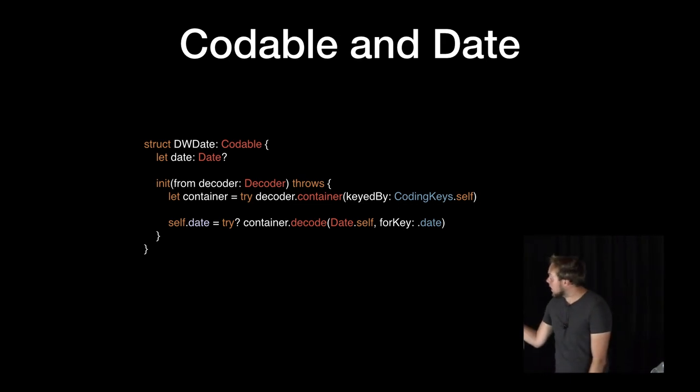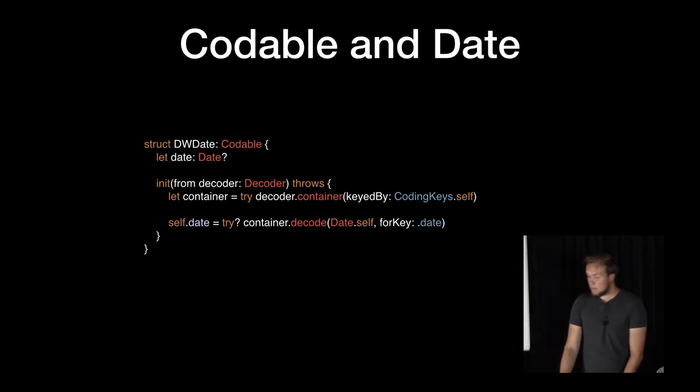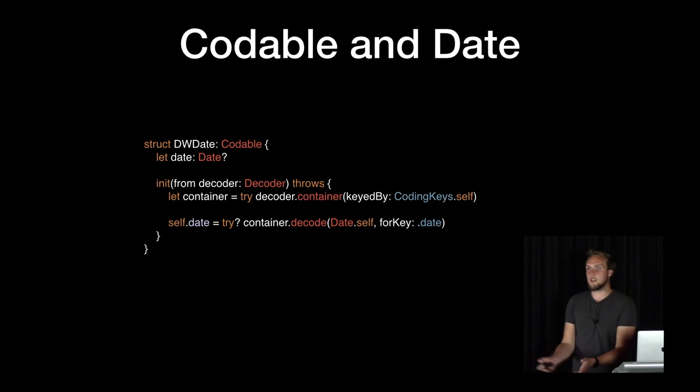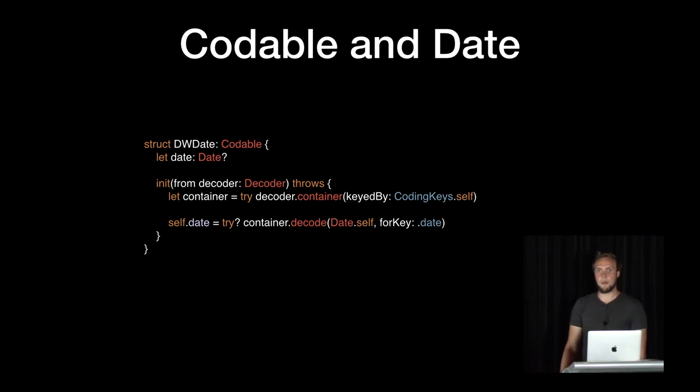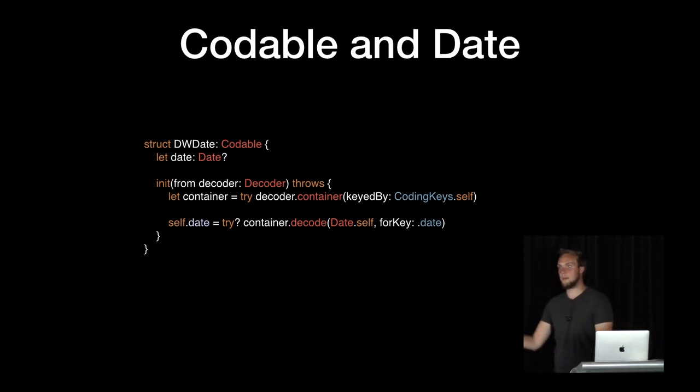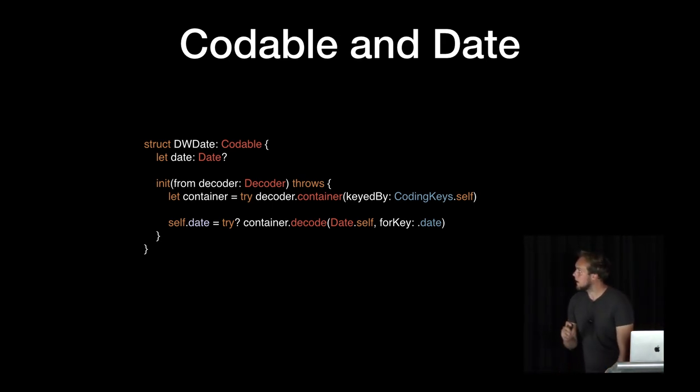So you get a container, which is a keyed container. That means that it's basically a dictionary that uses the coding keys defined in your object. So you saw the coding keys before. By default, they match the property names of your struct. If you override it, give it custom names, then that's what it uses.